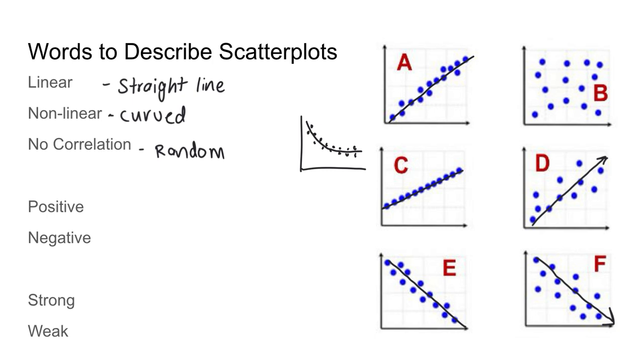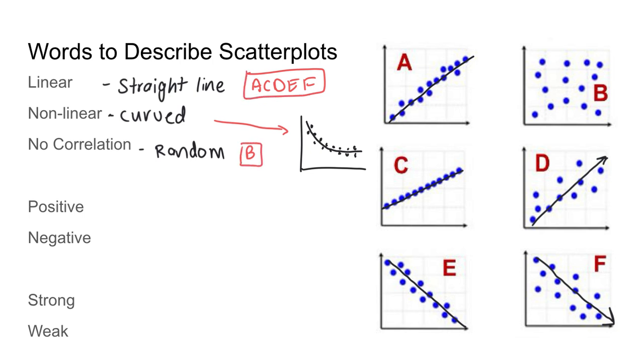So linear would be things like A, C, D, E, F. Nonlinear would be examples like B. And then this would be a good example of no correlation, B. And then nonlinear would be an example like the one I drew over there.